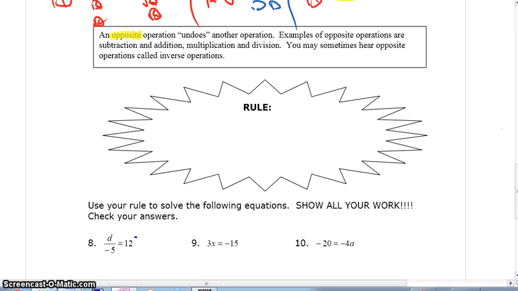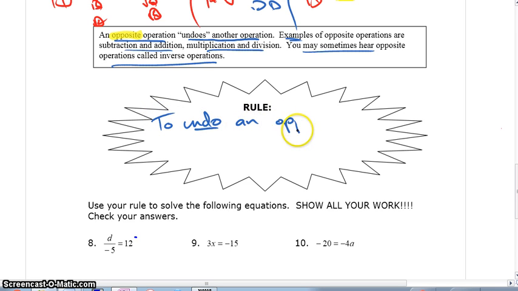All right, here we go. An opposite operation undoes another operation. Examples of operations are subtraction, addition, multiplication, division. You may sometimes hear opposite operations called inverse operations. So here's our rule. To undo an operation, and again, we're talking about multiply, divide, add, subtract, we're going to do the opposite.